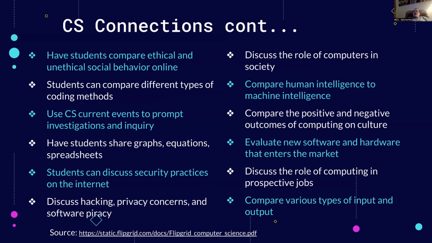Compare positive and negative outcomes of computing on culture. AI: first semester, probably around September, we had some fascinating conversations about artificial intelligence. Evaluate new software and hardware that enters the market, discuss the role of computing in prospective jobs, and compare various types of input and output. This is not by any means a comprehensive list.